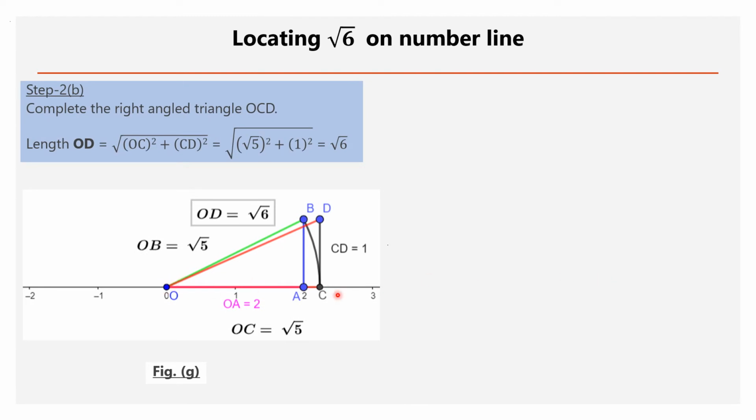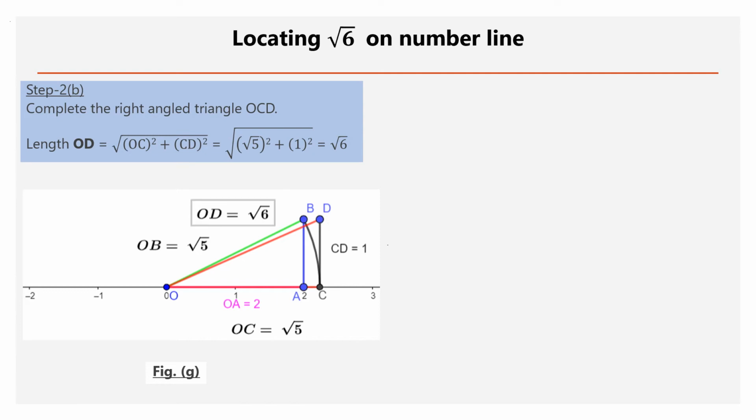We complete the right angle triangle OCD. The right angle triangle OCD has base OC of square root 5 and CD is 1 unit length. In that case, the hypotenuse OD will be square root 6.